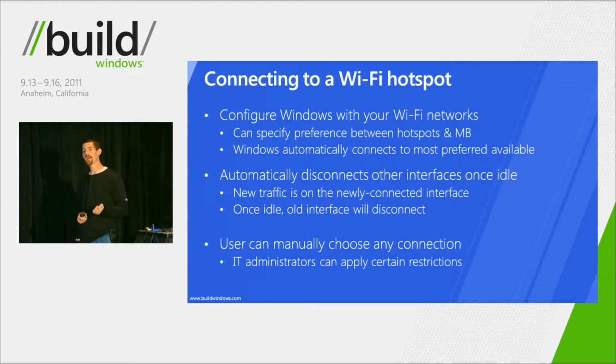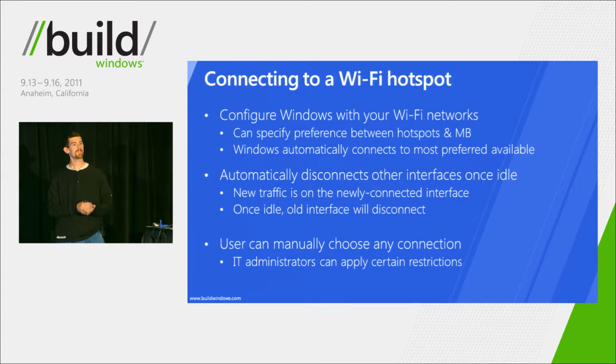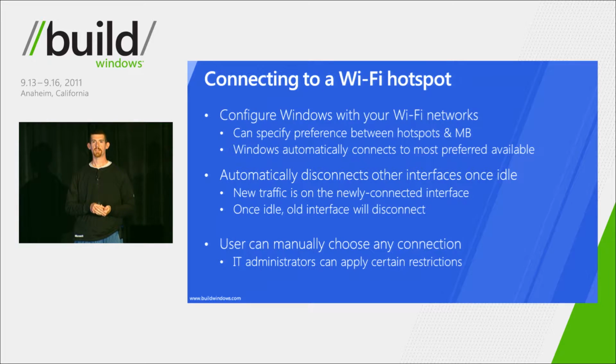And Windows will automatically connect you to the most preferred network that's available. Windows will automatically disconnect the networks that are idle. So in Windows 7, the behavior was you would connect on each media type to the most preferred network that was available. But that meant that you could have a PC that was docked in your office, had an Ethernet connection on the dock, had a Wi-Fi connection to the corporate network, and had a mobile broadband connection to their carrier as well. In Windows 8, we prioritize those connections.